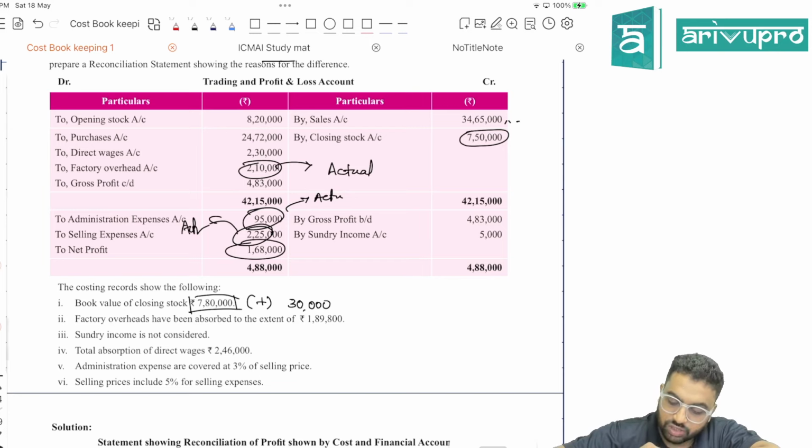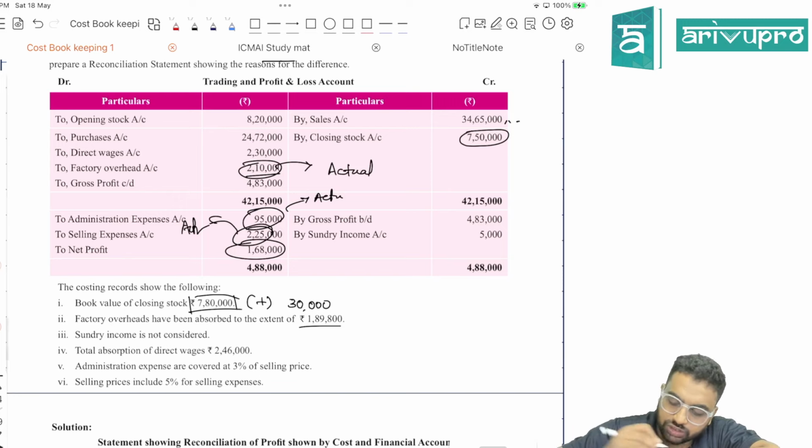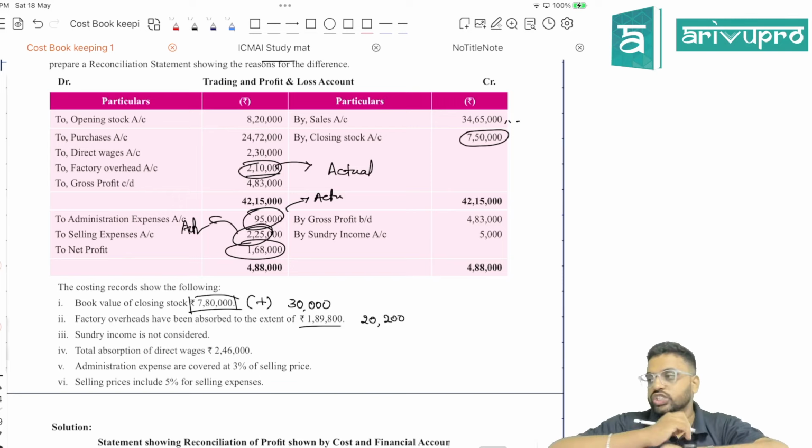Done. Next. Factory overhead have been absorbed to the extent of 189,800. Sir, in our cost book, factory overhead is 189,800. In our cash book, 2,10,000, sir. So what is the difference, sir? Around 20,200. Now my question is, under absorption or over absorption? Sir, of course under absorption. We paid 210, we absorbed 189,800.